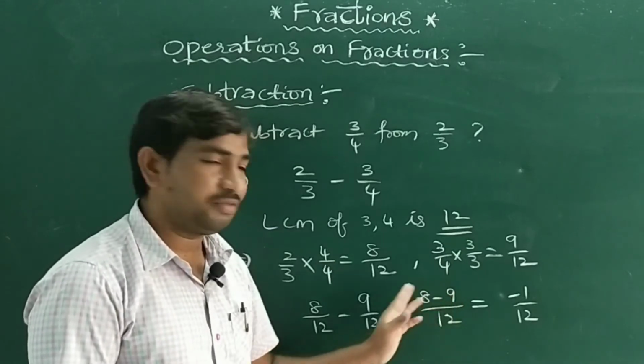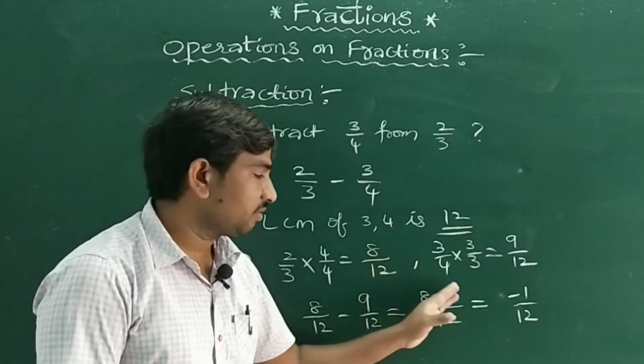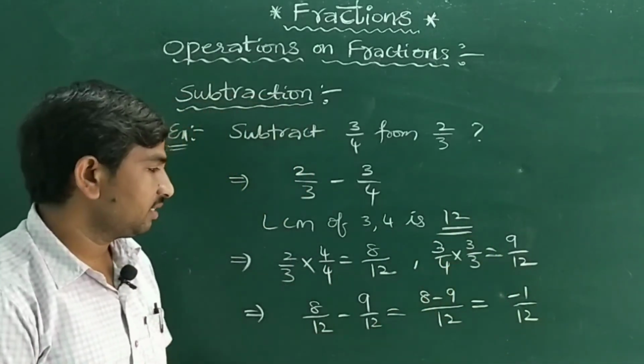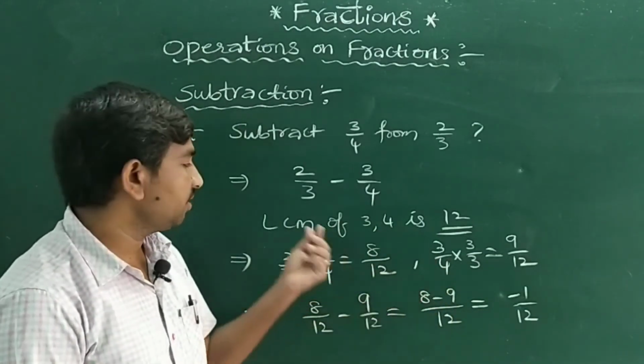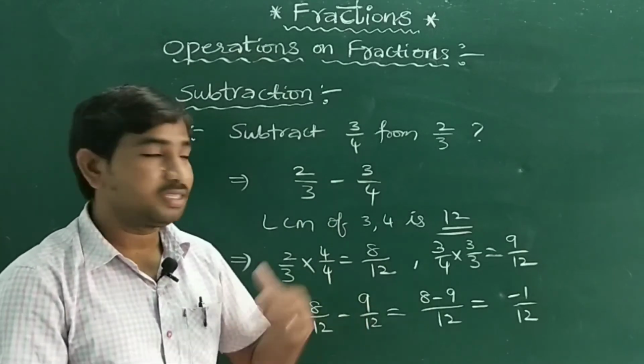Why? Because it is a reversed subtraction: 8 is the smaller number and 9 is the bigger number. When we are subtracting a bigger number from a smaller number, you will get a negative sign for the result. So minus 1 by 12. One of the ways is that we have to convert the given numbers into like fractions.